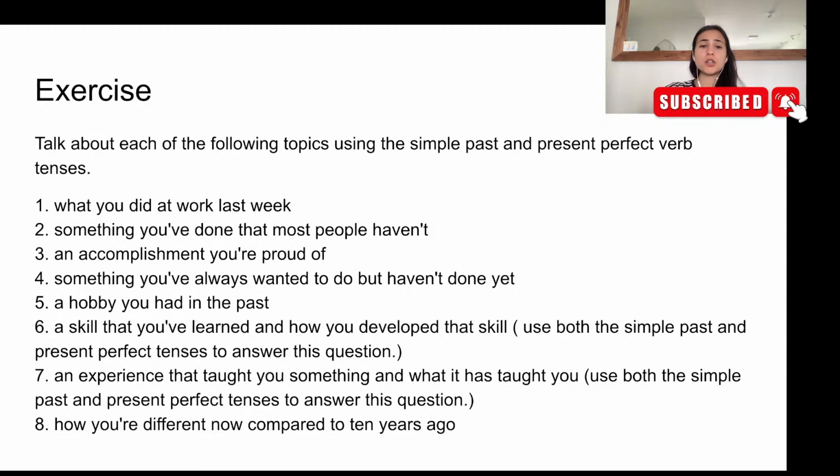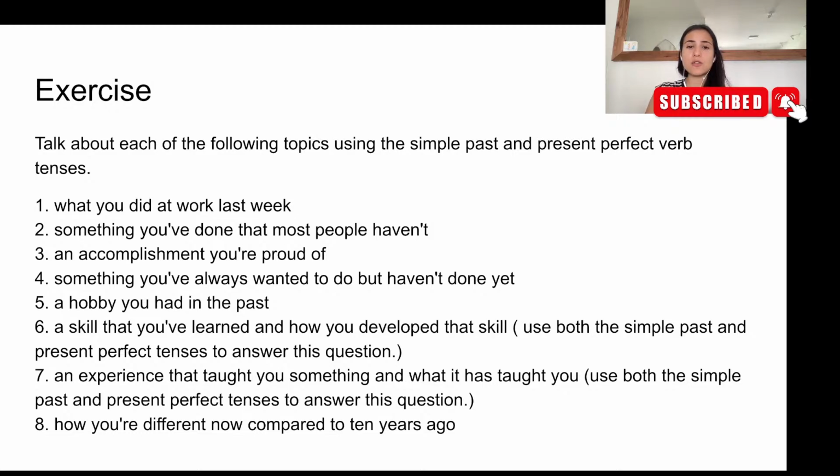An accomplishment you are proud of. So this is something that you have already achieved, okay? So here, what would you use? The simple past or would you use the present perfect? What do you guys think? So something you have done in the past that you are proud of. So again, talking about an experience. So an accomplishment you are proud of. I have completed a master's degree. This could be a great example using the present perfect.